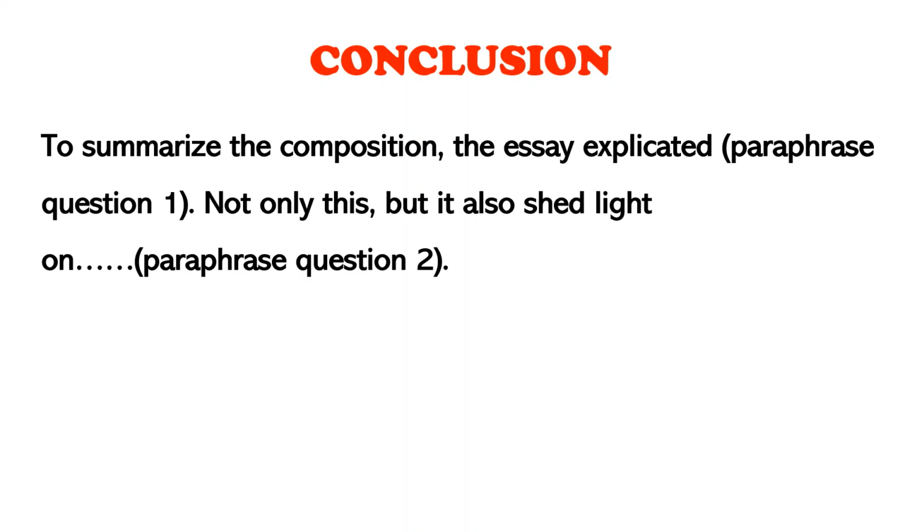The essay explicated the reasons, the ways in which computers will change. So whatever the question 1 was, you will paraphrase it again. This is your first line. So first line, your first question summarization, and second line, not only this, but it also sheds light on my agreement towards it being a positive or negative development, or my agreement to it, my disagreement to it, something like that. So your second line will be your second question summarization. So first line, summarize your first question, and line 2, summarize your second question.